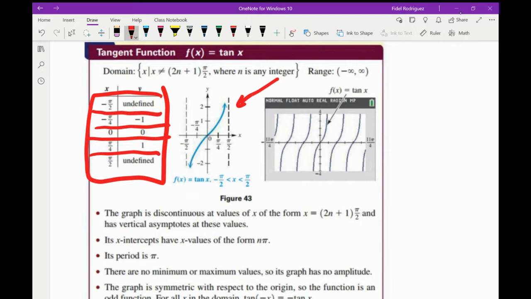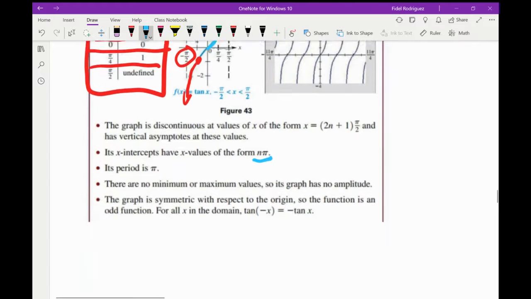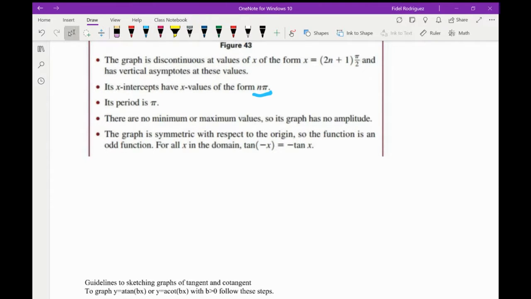If you notice here, at negative pi over 4, this value is -1. At pi over 4, it's equal to +1. Since my graph is going down here as I'm approaching negative pi over 2, I'm approaching negative infinity in the y value, meaning my y value is getting smaller and smaller in the negative direction. As we get closer to pi over 2 coming this way, my y value is getting bigger and bigger, and that's why it's approaching that vertical asymptote. The x-intercepts are going to happen at multiples of pi: 0, pi, 2 pi, 3 pi, 4 pi, things like that. There's no maximum value, so there's no amplitude.